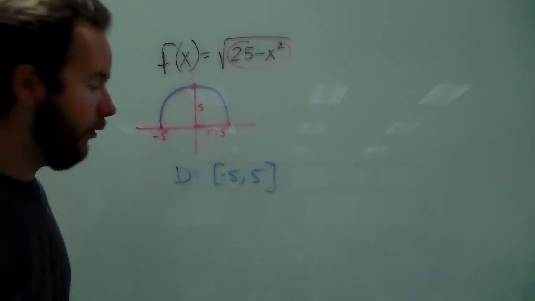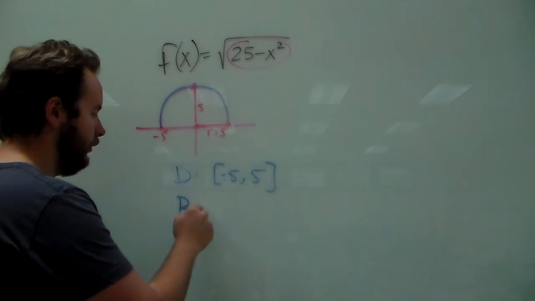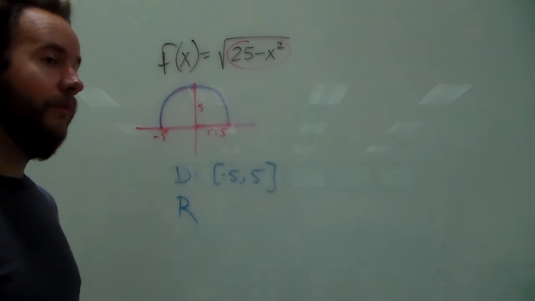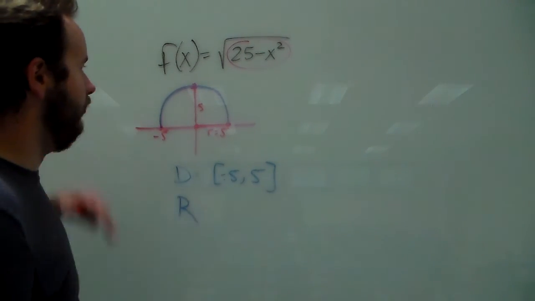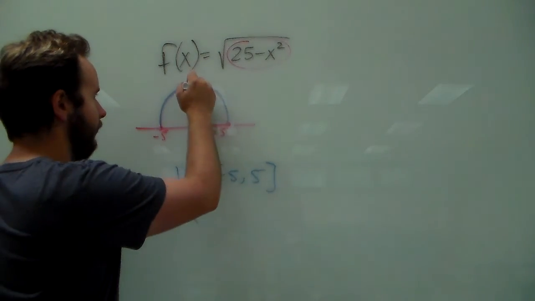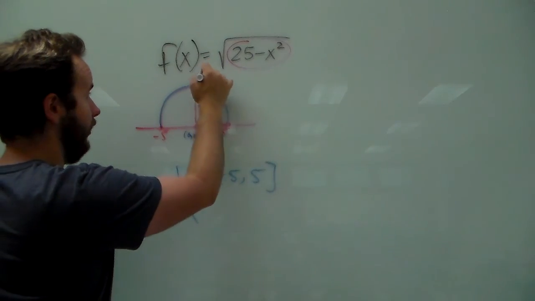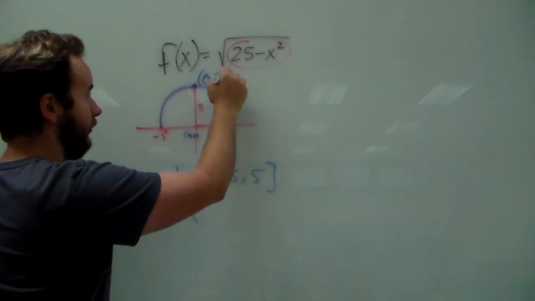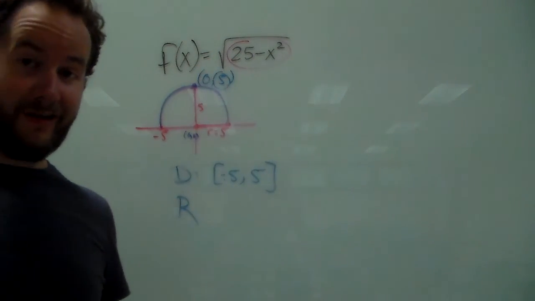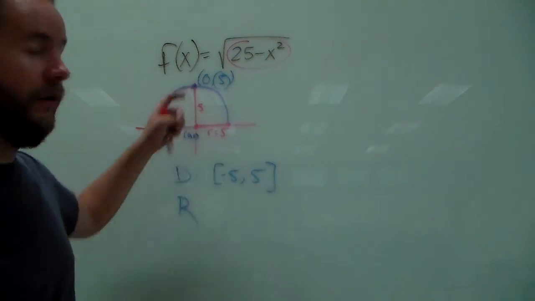Now, what about the range? The range is a bit easier to see now, given that we've drawn it. We merely ask ourselves, what is the highest value of y that we see? Well, we know this peak value, because this is the origin, 0, 0, and this is 5 up. This is the coordinate 0, 5. So it seems as though the largest value that this function takes on is 5, because it goes no higher than 5.